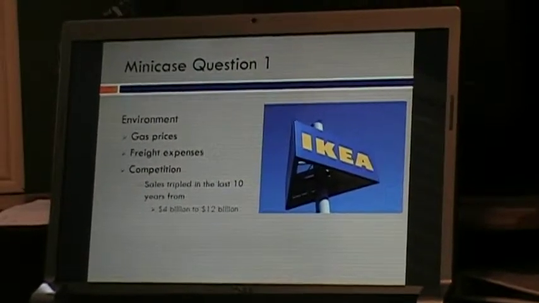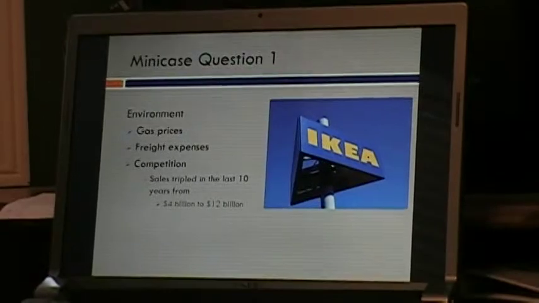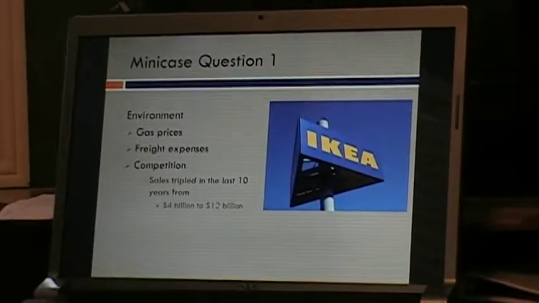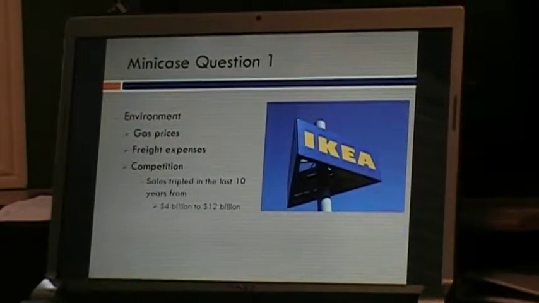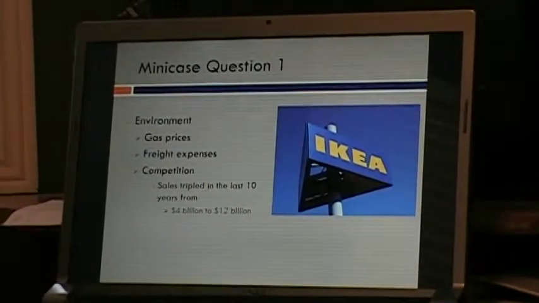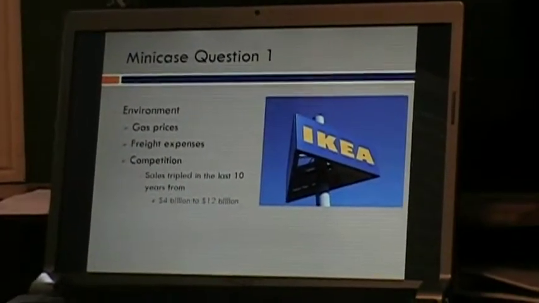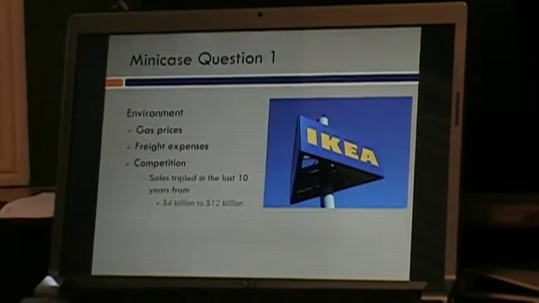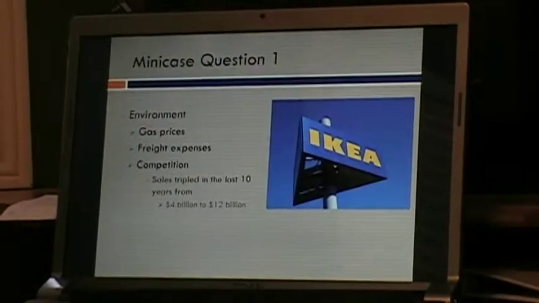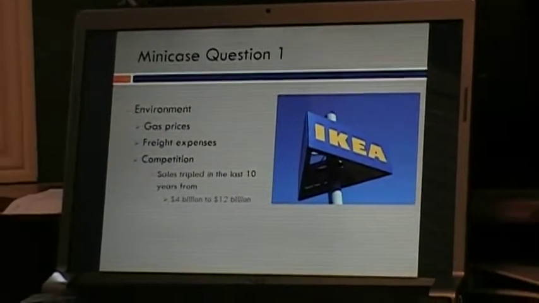The environment impacts all businesses, some more than others. IKEA is a huge company shipping products worldwide. The fact that they are such a large company makes the impact of environmental issues large as well. Gas prices are one of the largest factors in cost of goods. When gas prices are extremely high, like they are now, the price of almost everything else in the world goes up. Freight expenses are a main problem here.